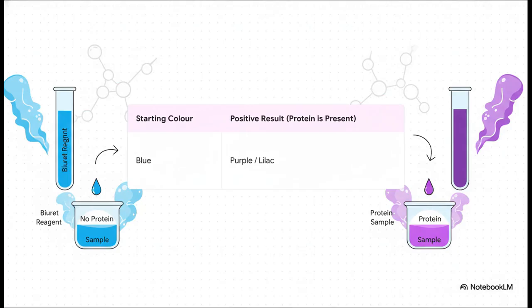So what are we looking for? Well, the Biuret reagent starts out blue. If there's no protein in your sample, it's just going to stay blue. But if protein is present, the solution turns from that blue to a really distinct purple or lilac color. That's your positive result right there.